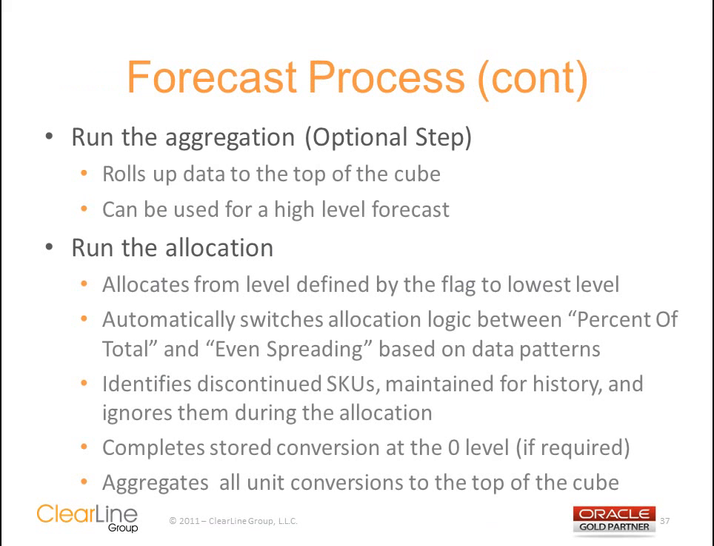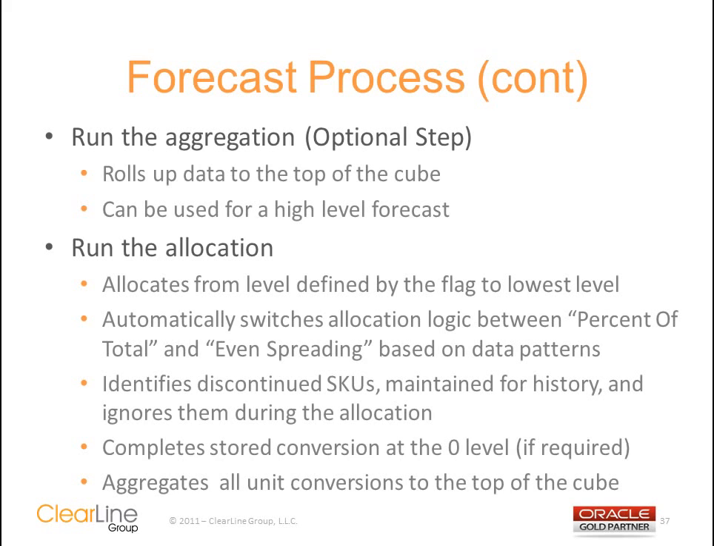Now they can look at their data, make adjustments, or they can even run an optional step to aggregate the database. They might want to roll up the product dimension before they run their allocation to see the impact of their adjustments on their grand total, or they might just want to do a high-level plan and not allocate anything at all. The next step is to actually do the allocation.